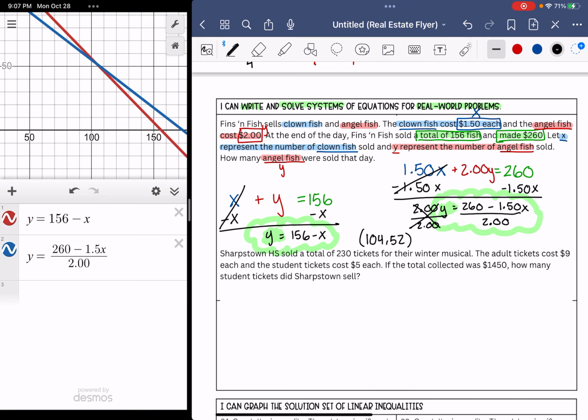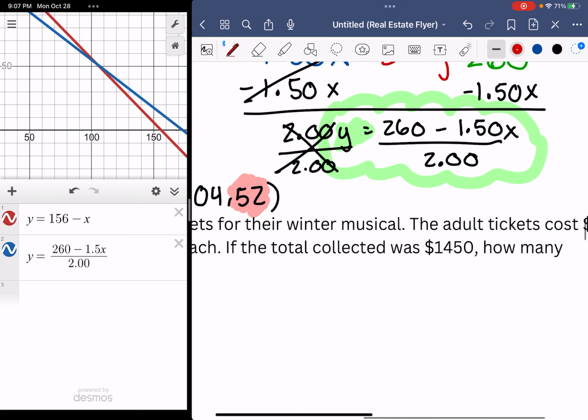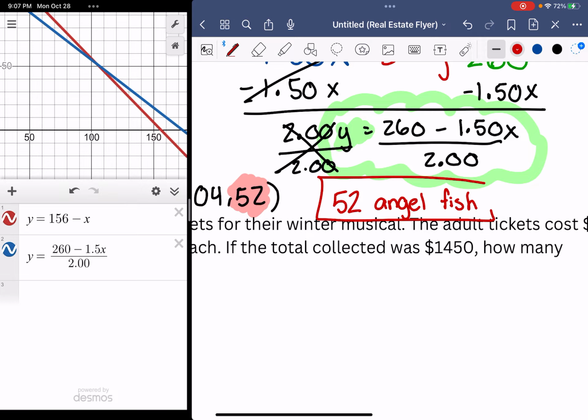104.52. But if I go reread my question, it said how many angelfish? And angelfish were Y. So my answer is actually the Y value right here. My answer is just 52. So my answer is 52 angelfish. Done.